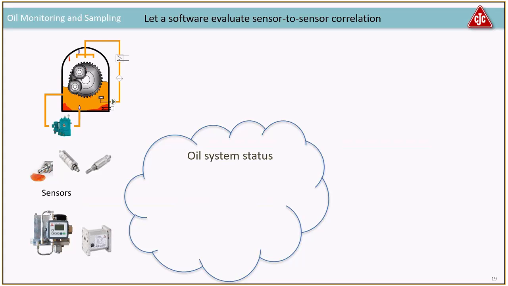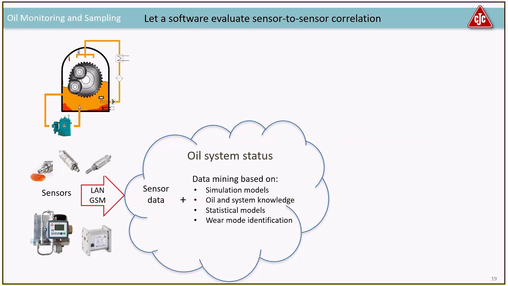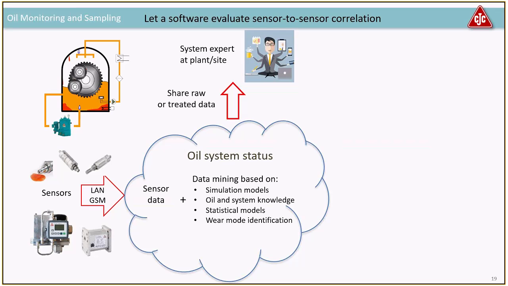So if you're having online monitoring, so sensors for oil quality, for wear debris, for particles, maybe even viscosities and water and all these kinds of things, you send this data into a system, could say a mining system, a software, and that is typically taking the data and using simulation models or knowledge of oil systems, statistical models, and so on, and using that to give some treated data, so what is going on, to a system expert, or it could also be the raw data.